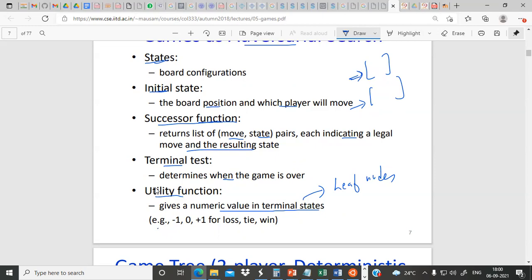So this is one example. Maybe at the terminal state, if you got a value of -1, it means you lost. If you got a value of 0, it means the game is a tie. Neither you nor the opponent has won. If you got a value of +1, it means you won. So the utility function basically evaluates the terminal states and says who has won the game.